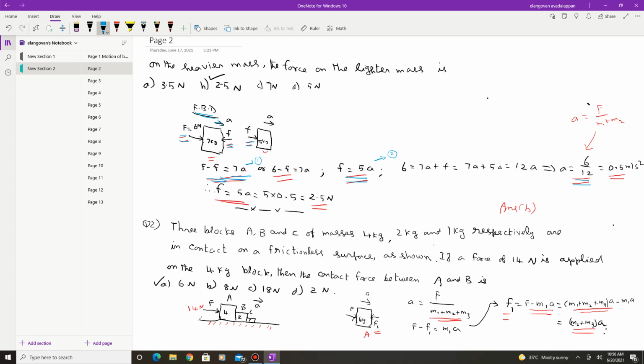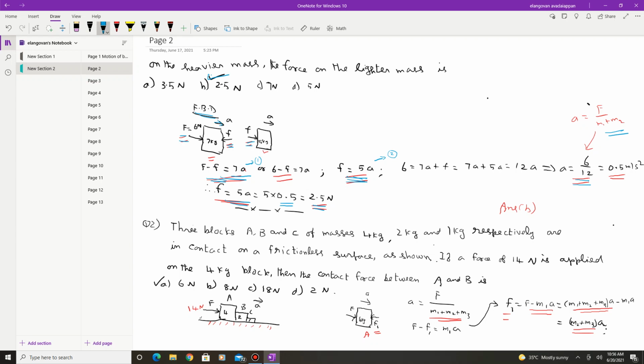A is equal to 6 divided by the total mass, that is, the force divided by the total mass: A is equal to F divided by M1 plus M2. Therefore, this can be determined, which is 0.5 meter per second square. So the acceleration can be calculated. Once you know the acceleration, because you are asked to find the contact force, f is equal to 5A from equation 2. Acceleration is 0.5, which you have calculated. So 5 into 0.5 is equal to 2.5 Newton. So the option B is a correct option.